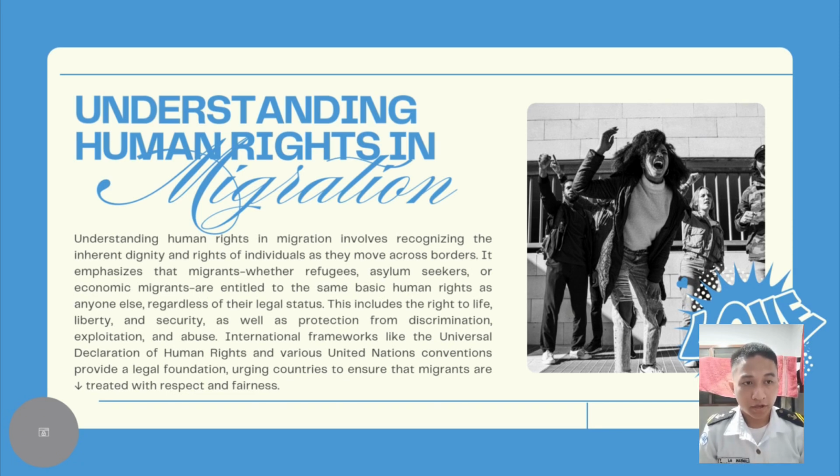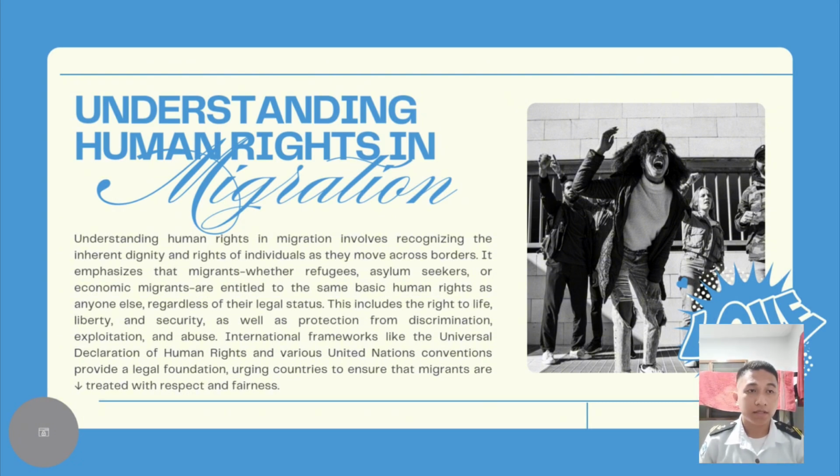International frameworks like the Universal Declaration of Human Rights and various United Nations conventions provide a legal foundation, urging countries to ensure that migrants are treated with respect and fairness. Understanding human rights in migration means addressing the challenges migrants face, such as lack of access to healthcare, education, and legal protection. It also includes advocating for the elimination of harmful policies like detention without due process or the forcible return of migrants to dangerous situations.